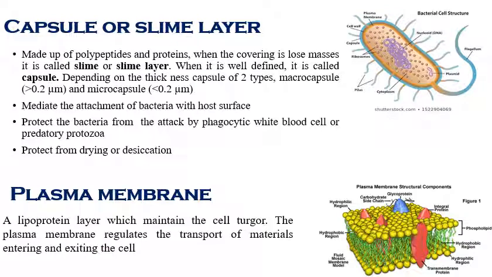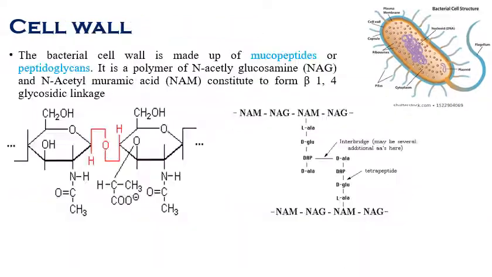I already told you all the materials which are entering into the bacterial cell and which are going out, entirely it is regulated by the plasma membrane only. The plasma membrane mainly functions to maintain the cell turgor pressure, and it is also helpful to regulate the transport of materials entering and exiting the bacterial cell.